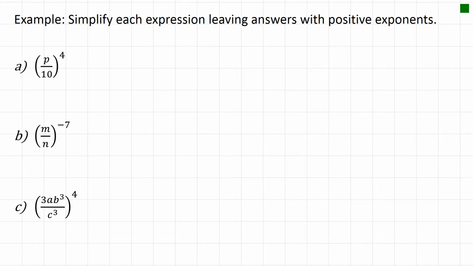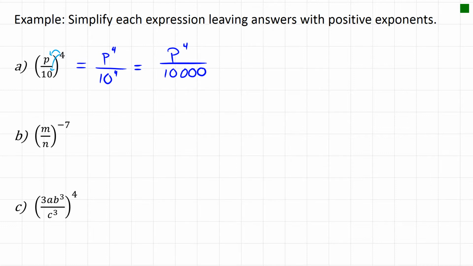We're going to simplify each expression and leave our answers with positive exponents using these rules. So p over 10 to the power of 4, well, that 4 is going to go to each of those pieces of the fraction. So p to the power of 4, well, it's like p to the 1 times 4 is p to the 4 over 10 to the power of 4. Now, if we want to, we could expand that out, which is 10, 1, 2, 3. That would be 10, or a 1 followed by 4 zeros. So p to the 4 over 10,000.